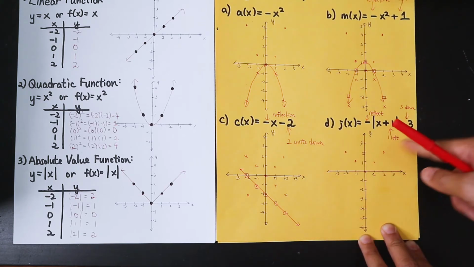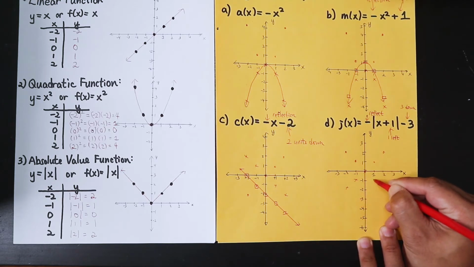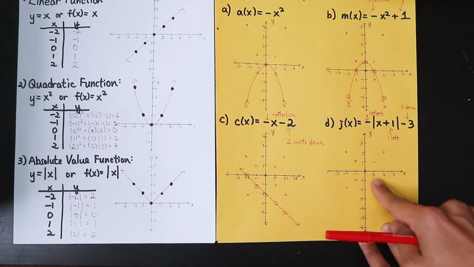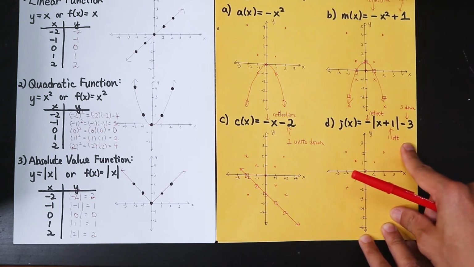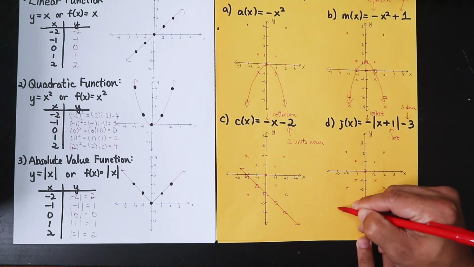So since this is a V, you're going to draw an upside down V, like this. That's your second set of points. And then at the end, you're going to move the second set of points 1 left, down 3, okay? 1 left, down 3. So for this cross, you do 1 left, down 3.